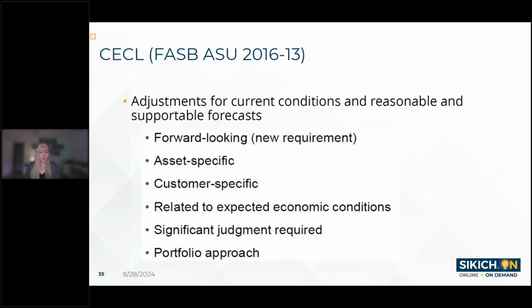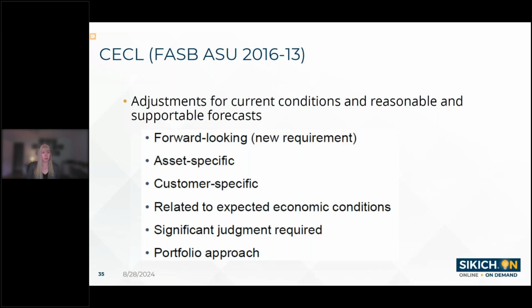So how can they do this? The first way they may do this is by looking at the current expected credit losses in asset-specific ways. So for instance, your trade accounts receivable, you're probably going to look at estimated forecasts differently than you would look at your notes receivable or your certificates of deposit. There's probably going to be some asset-specific approaches that you want to try and implement when you're looking at CECL.